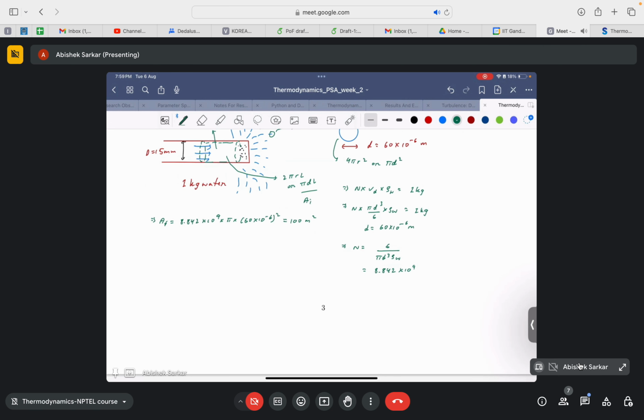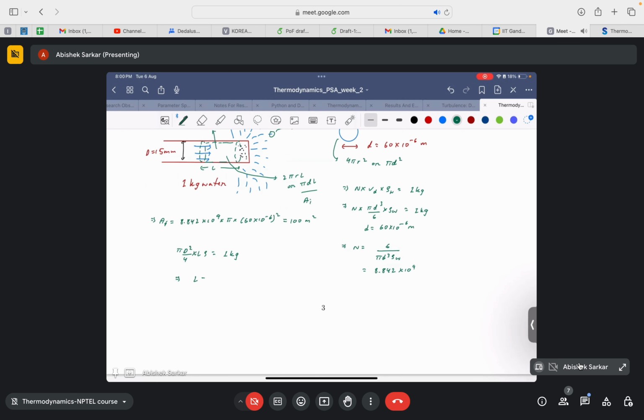Now for this cylindrical shape you only know the diameter, so to find the volume you need the length as well, right? So to find the surface area you need the length as well. We know that the volume of this cylindrical shape will be given by pi D square by 4 into L into rho, which would give you 1 kg, because we are dealing with 1 kg of water. Let me write capital D so you are not confused. If you have any doubt, you can stop me at any point and ask. Okay, it's clear, right?